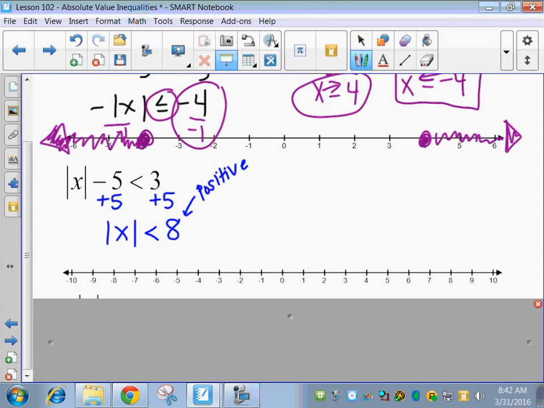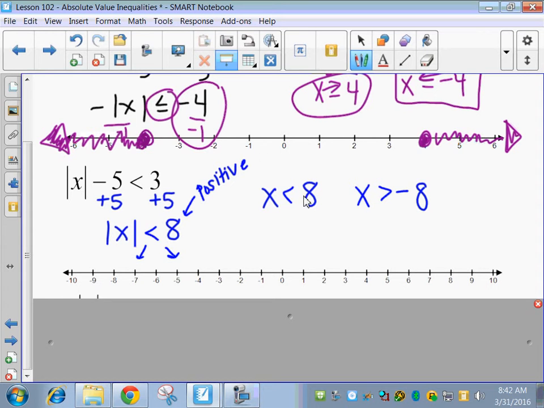So the next step is to branch it out into your two different solutions, the positive one and the negative one. So Lucas, how do I write the first one, the positive one? Yep, x is less than 8. Stays the same, but you drop the absolute value bars. And Monica, how do I write the negative one? Very good. You flip it on the negative one. And now we're going to put it on the number line.